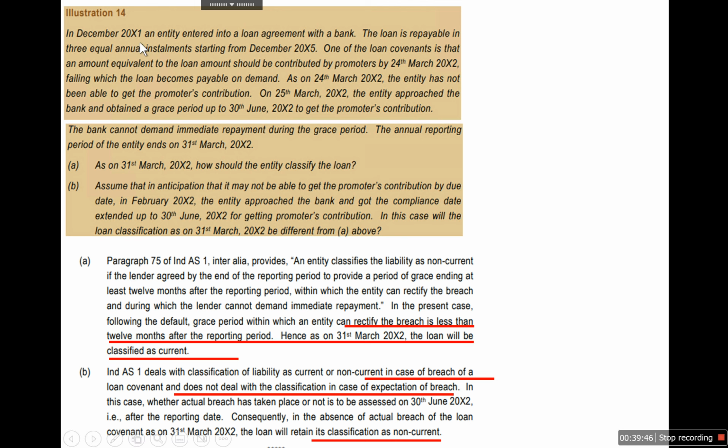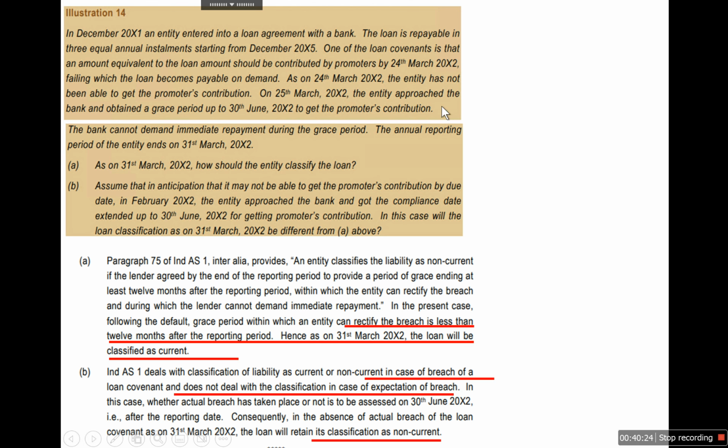In 20X1, the entity entered into a loan agreement with the bank. The loan is repayable in three equal annual installments starting from X5. So the loan was taken in X1 and repayment is to start from X5, so it is more than 12 months. One of the loan covenants is that an amount equivalent to the loan amount should be contributed by promoters by X2, failing which the loan becomes payable on demand. As on March X2, the entity has not been able to get the promoter's contribution.